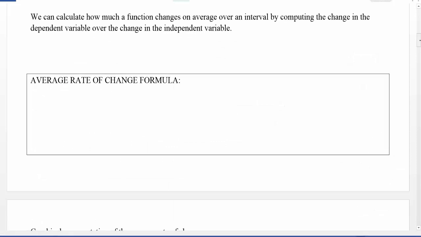We can calculate how much a function changes on average over an interval by computing the change in the dependent variable over the change in the independent variable by finding the slope of that line. So if we want to come up with a general formula to talk about the average rate of change, we need a way to represent the slope between any 2 points. We're going to use the points A and B here in our formula to talk about any 2 points that we're interested in looking between.